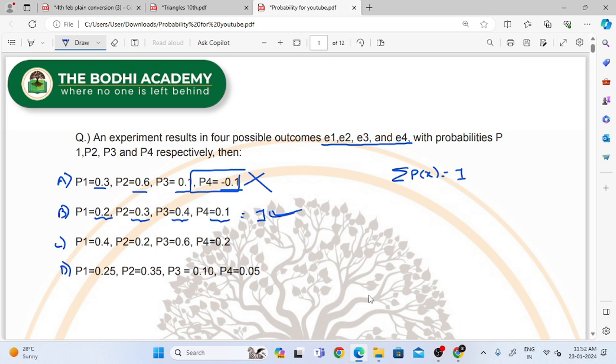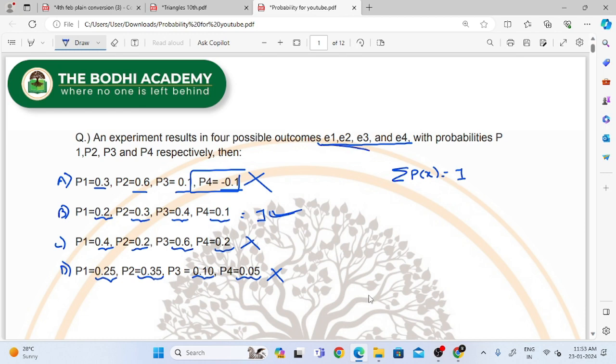In option C, if you add 0.4 plus 0.2, that is 0.6, 0.6 plus 0.6, and then plus again 0.2, so that is higher than 1. So this option is wrong. You will get an answer more than 1, so that is wrong. Again in option D, 0.25 plus 0.35, 0.10 and 0.05. So again 30 plus 20, 50, 50, 60 and 70. And here you are not getting the sum exactly 1, so this is also wrong.